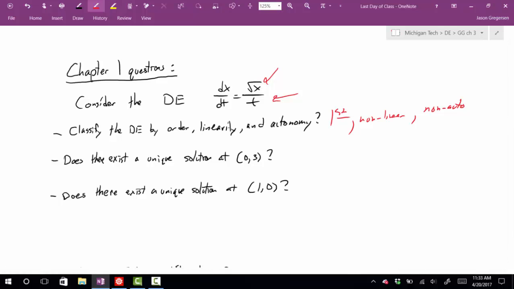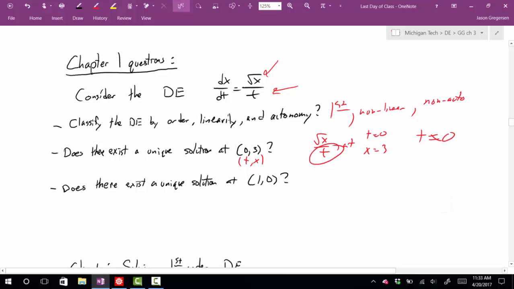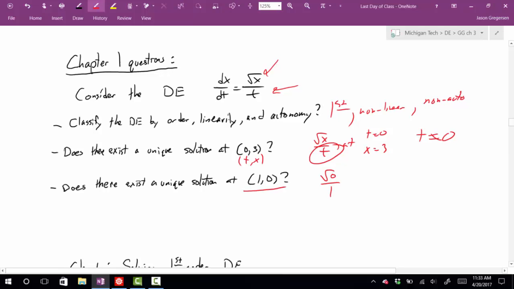Let's start with existence first. Does there exist a solution there? There does not. This is my t value. This is my x value in this case here. So I'm checking the square root of x over t at the point where t equals 0 and x equals 3. I can't put t equals 0 in here. So there does not exist a solution because t can't equal 0. Does there exist a solution here? Well, if I put that in here, I'll get square root of 0 over 1. That's 0. Yes, there does exist a solution that goes to that point.